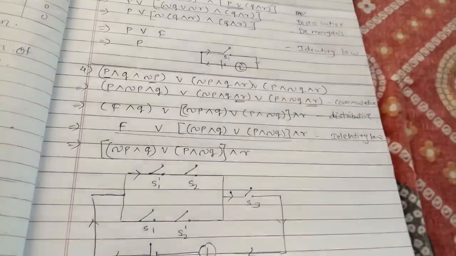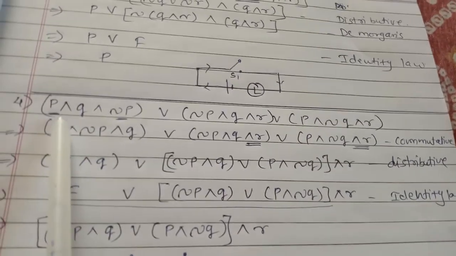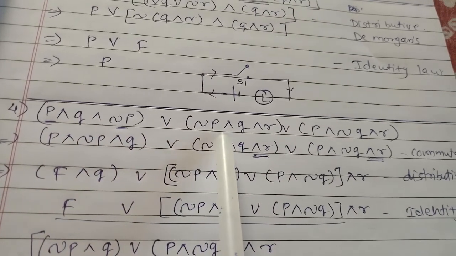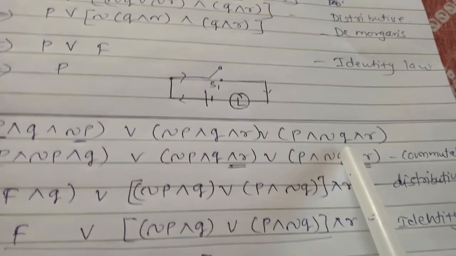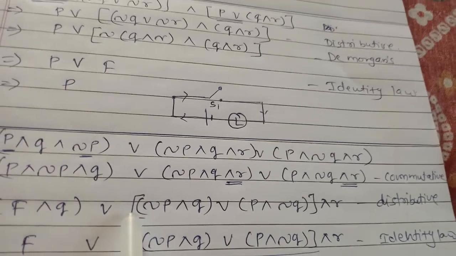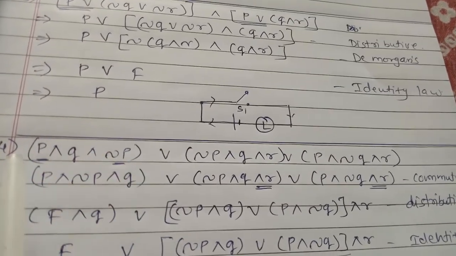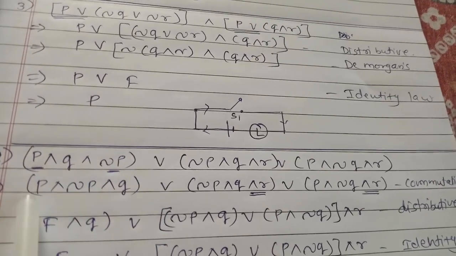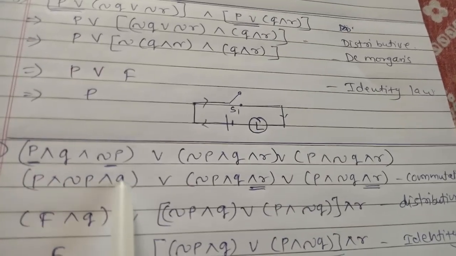Next one, question number 4. So this is the last example from this chapter. P conjunction Q conjunction negation P, disjunction negation P conjunction Q conjunction R, disjunction P conjunction negation Q conjunction R. Now see, in the first bracket we just use the commutative law. We only change the position: P conjunction negation P, we take this here and this here.